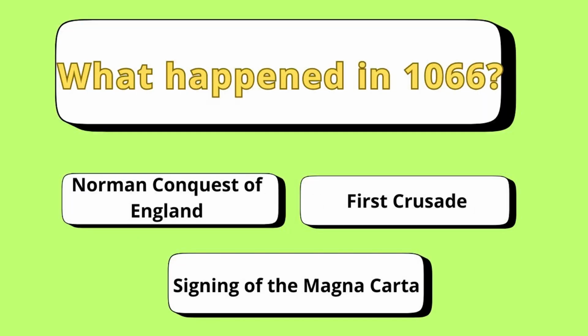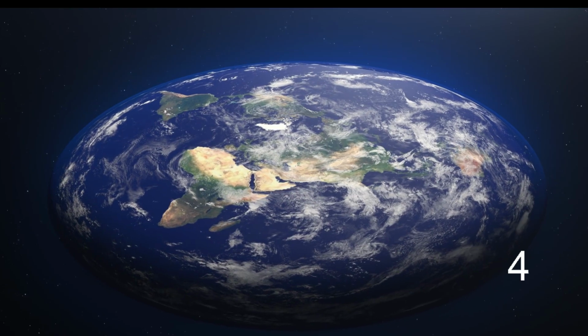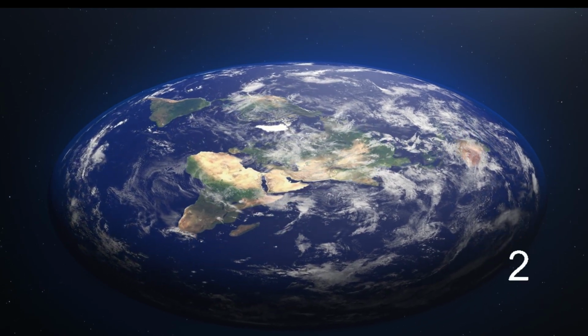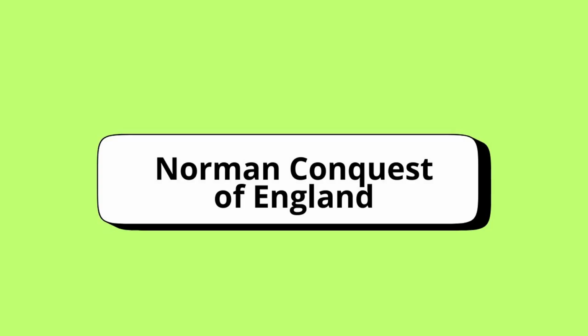What happened in 1066? A. Norman conquest of England. B. First Crusade. C. Signing of the Magna Carta. Norman conquest of England.